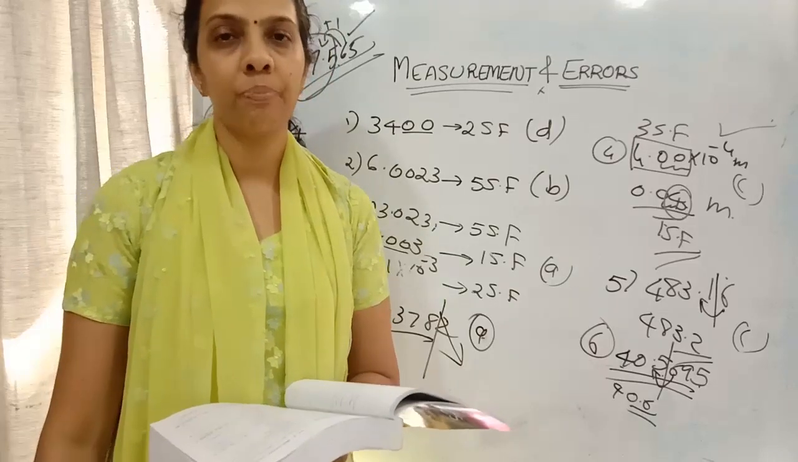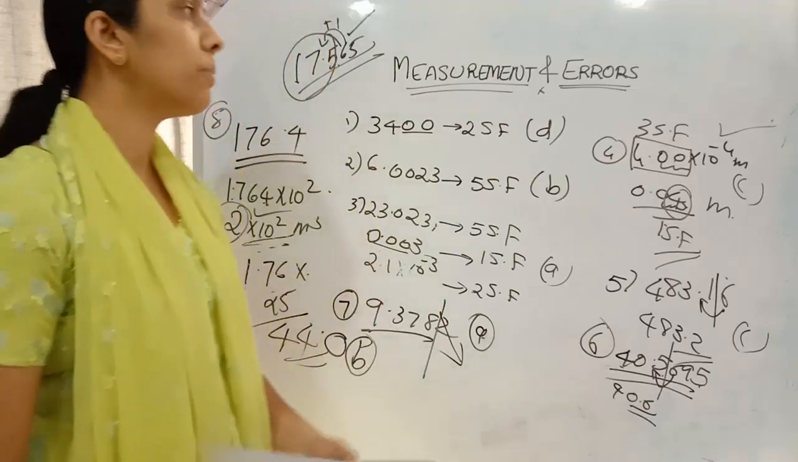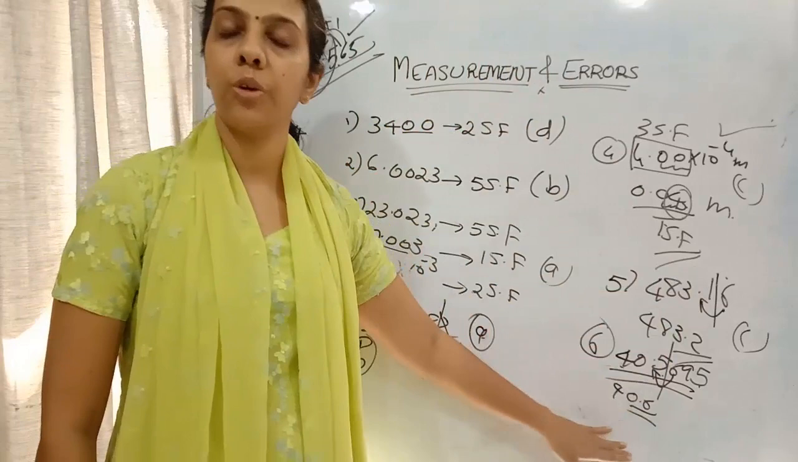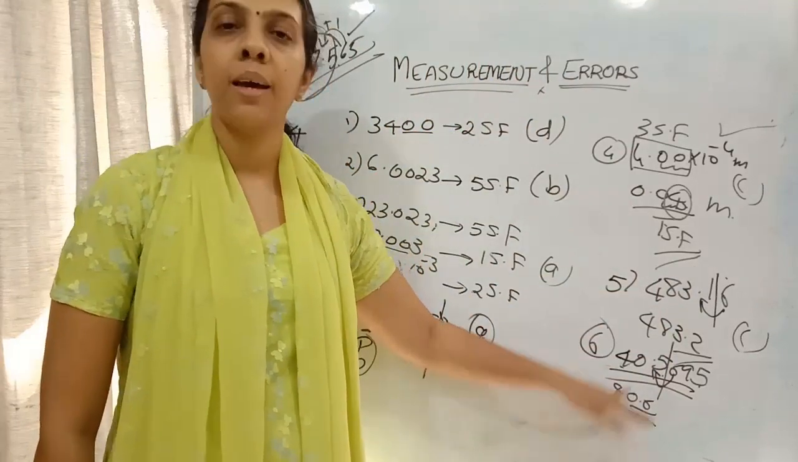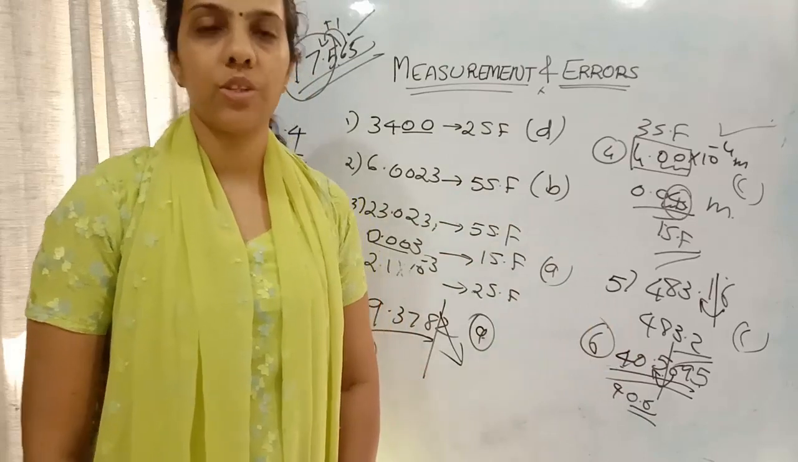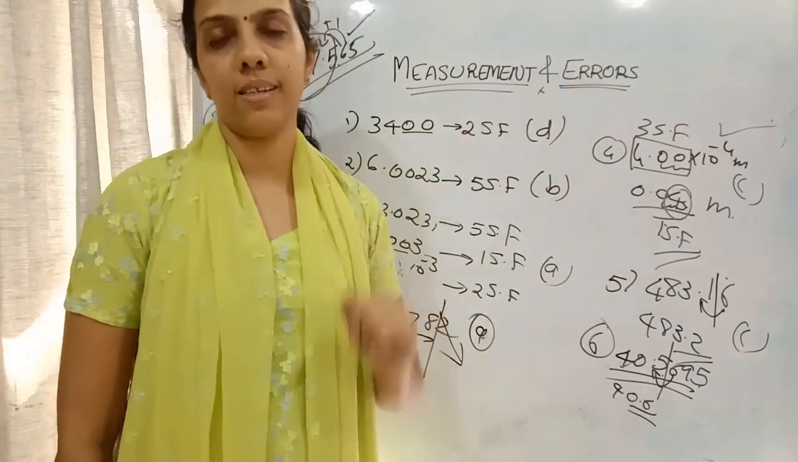Okay, now we are moving to the errors part. So measurement is done. This is how we find significant figures and rounding off. Thorough for you, I guess. Please try to do the maximum number of questions. Now we are moving to the next part, which is errors.